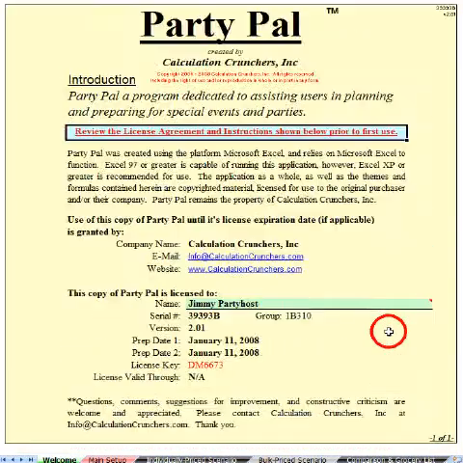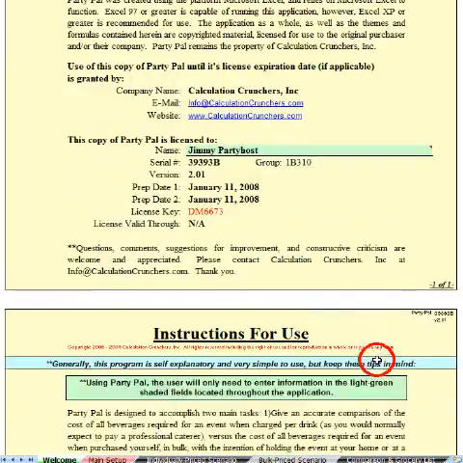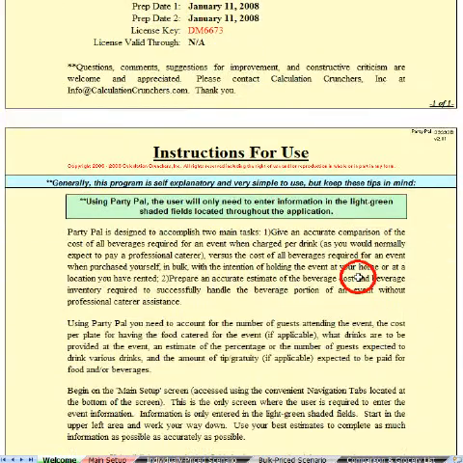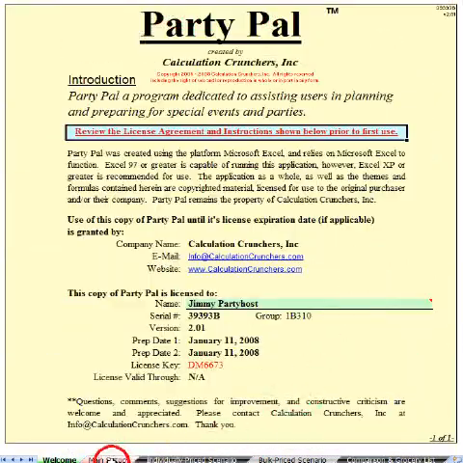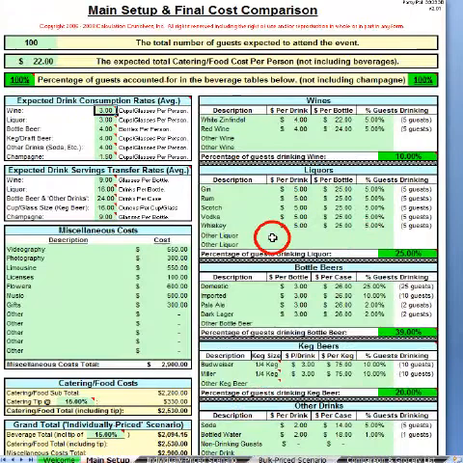The first thing you're going to want to do when using this program, after entering the licensee name and agreeing to the license for use, is to go to the main setup area of the program. Now when looking at this screen, keep in mind that the user only needs to enter information in the light green shaded fields throughout the program. All other fields self-calculate and self-populate for you.